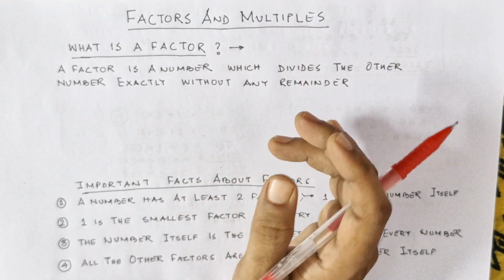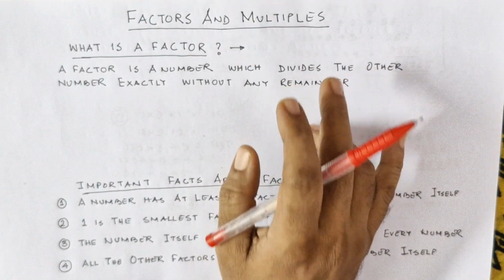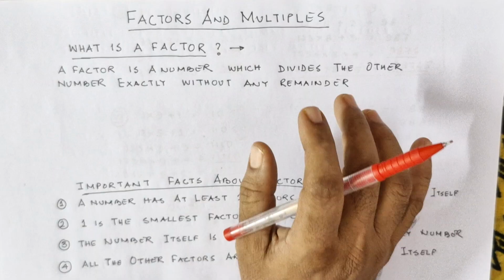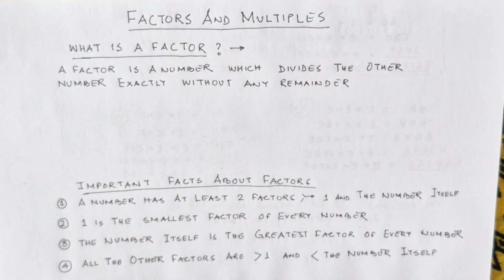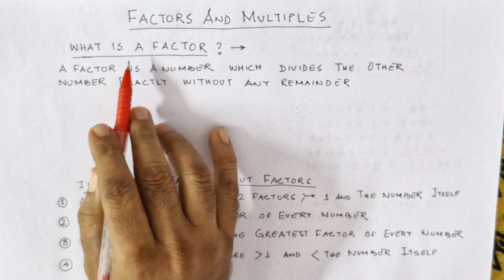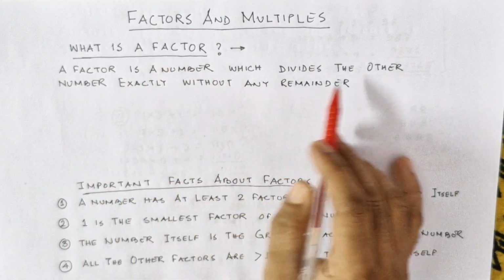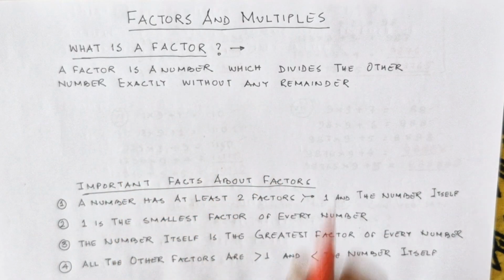Now, have you ever wondered what makes a number? Today we are going to unlock the secrets behind numbers by learning about factors and multiples. We'll start with a basic definition. What is a factor? A factor is a number which divides another number exactly without any remainder.